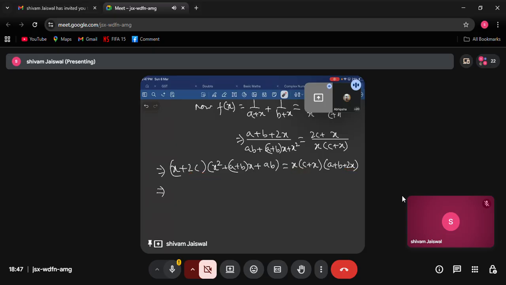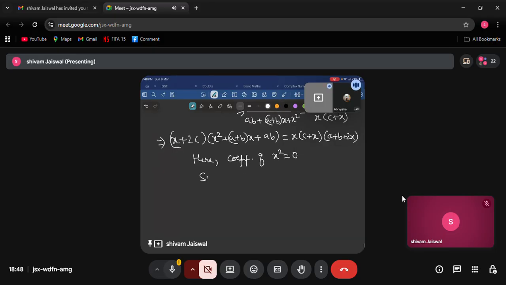Can you understand? Here the coefficient of x square is equal to 0. Are you getting it? 2c x square and 2c x square will get cancelled from both sides. So can I say that the sum of the roots is equal to 0? This implies the sum of the roots is equal to 0.